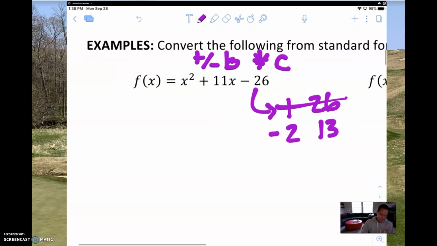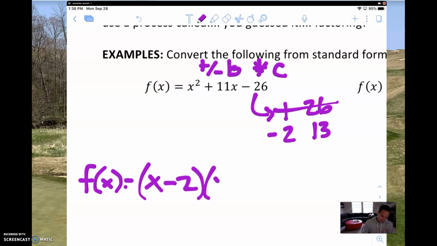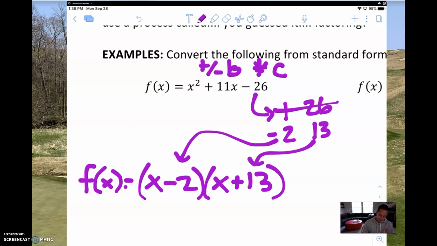Now we just write a binomial of it. So your factored form would be f of x equals x minus 2 and x plus 13. The negative 2 just goes right here, and the plus 13 goes in here. And that's all you have to do. It's now converted, and it is now in factored form.